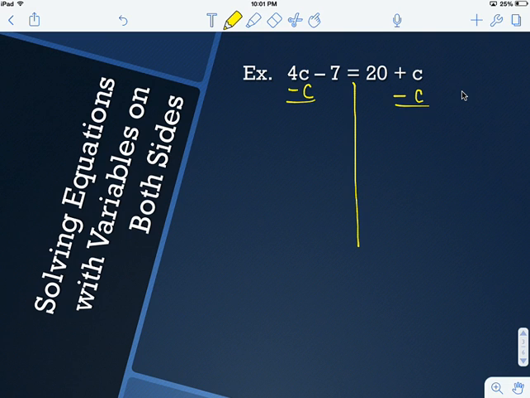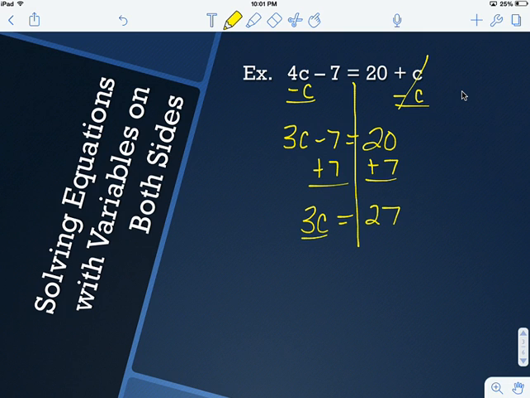Remember, you can only add and subtract things from its like term. So 4c and c are like terms. 4c minus c is 3c. And on the right, c minus c cancels out. Now I'm just back to my two-step equation. I'm going to add 7 on both sides. So 3c equals 27. And I'm going to divide by 3. So c equals 9.